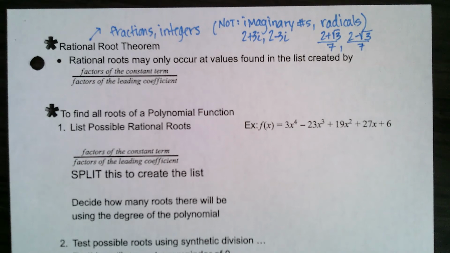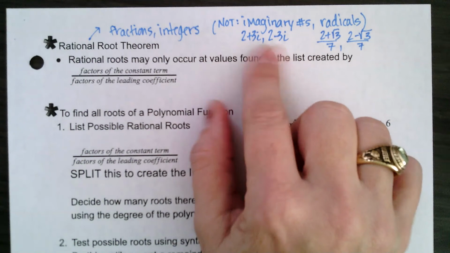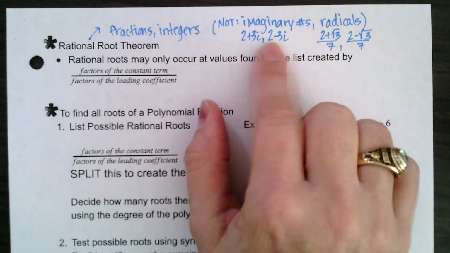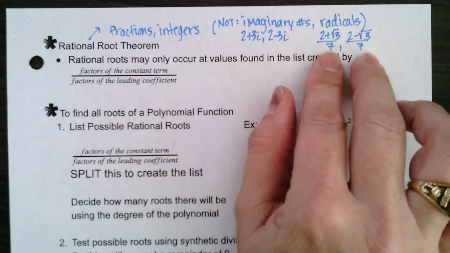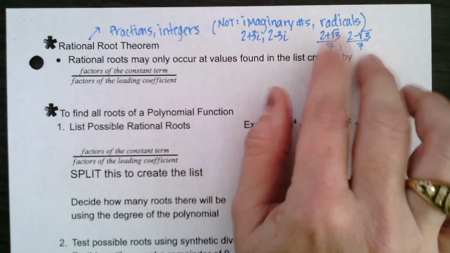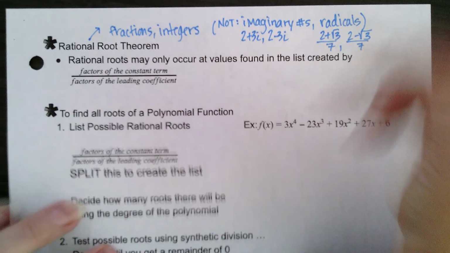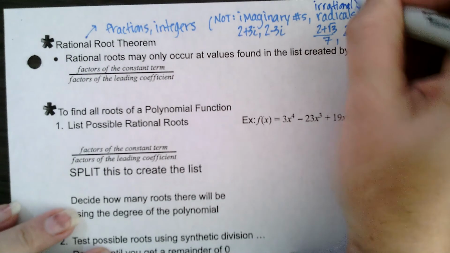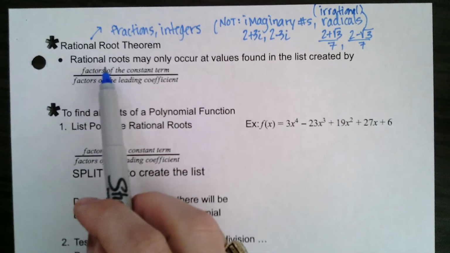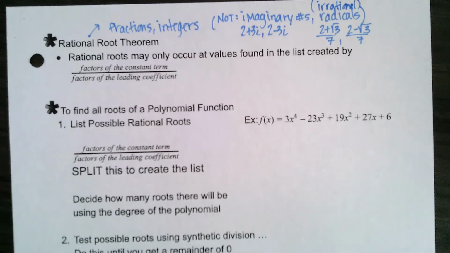A good thing to keep in mind for now is that anytime you have an imaginary root, you're guaranteed to have 2 of them because they always go in those conjugate pairs. Same thing with radicals. If you have an irrational root, they will always show up in pairs as well, and they'll be conjugates. I guess I should have put irrationals instead of radicals. Because rational roots are these kind, irrational roots are the ones with the radicals, and then also the imaginary numbers are not included in this.